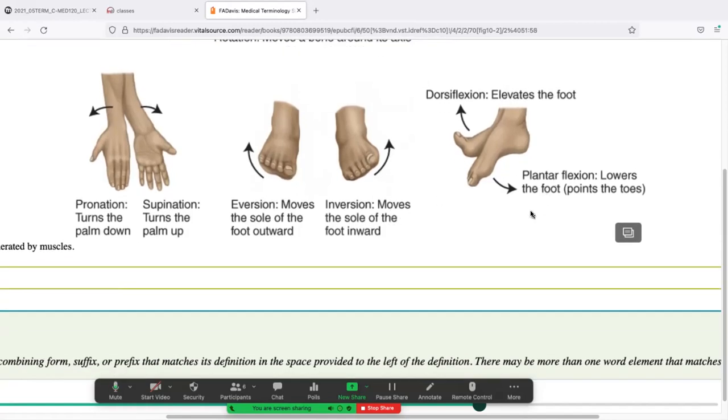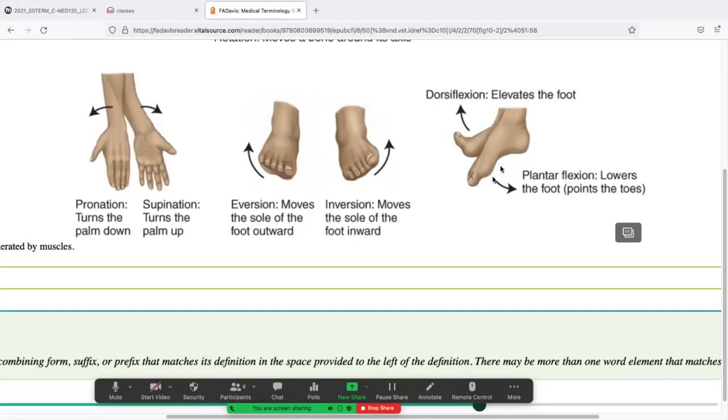Dorsiflexion, plantar flexion. This is related to your Babinski plantar reflex. You know, when the doctor or the nurse in the emergency room tickles your feet, they run a pen or a light pen underneath your toes, I mean, underneath the sole of your feet.